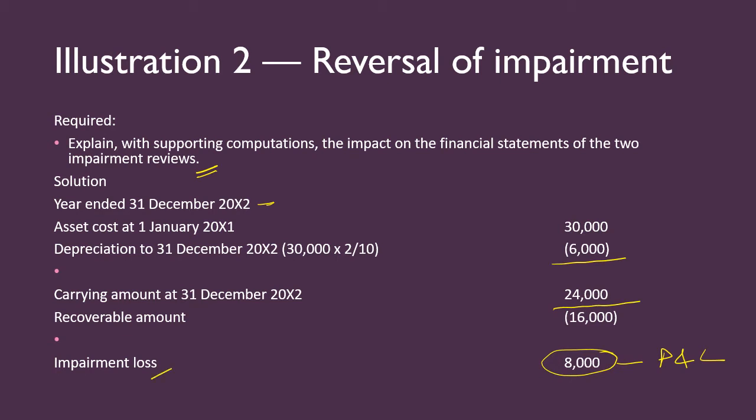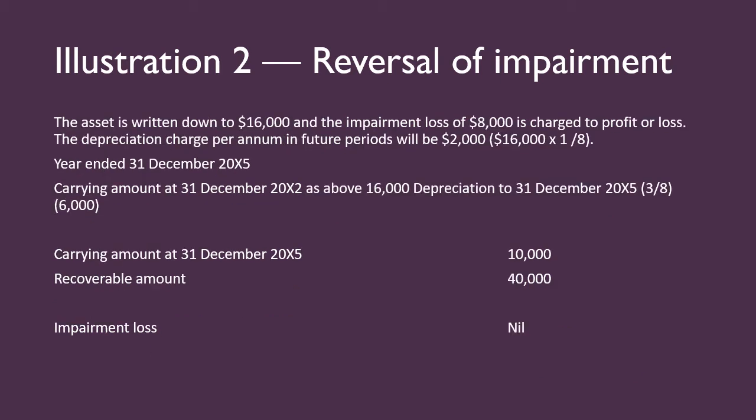That is in fact the impairment loss. The asset is written down to $16,000 and the impairment loss is $8,000, which is the charge to the profit and loss account. The depreciation charge per annum in future periods will be 2,000, calculated as 16,000 divided by 8, because this is the remaining life on that date.